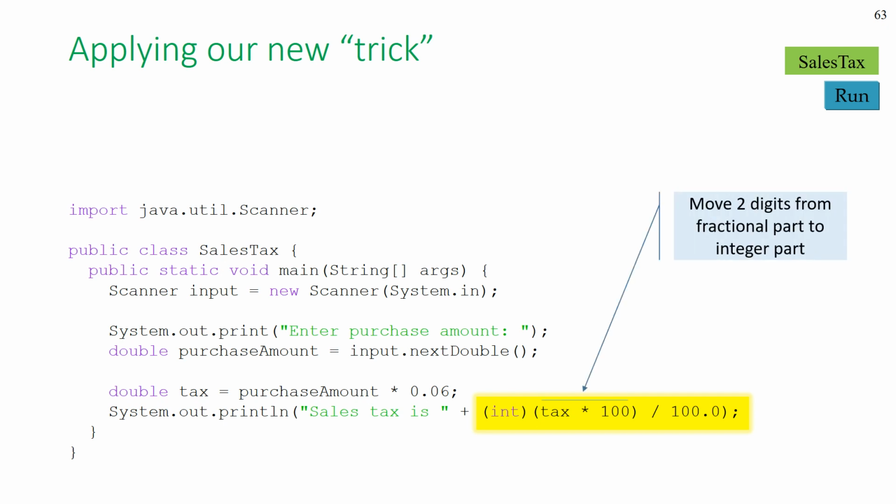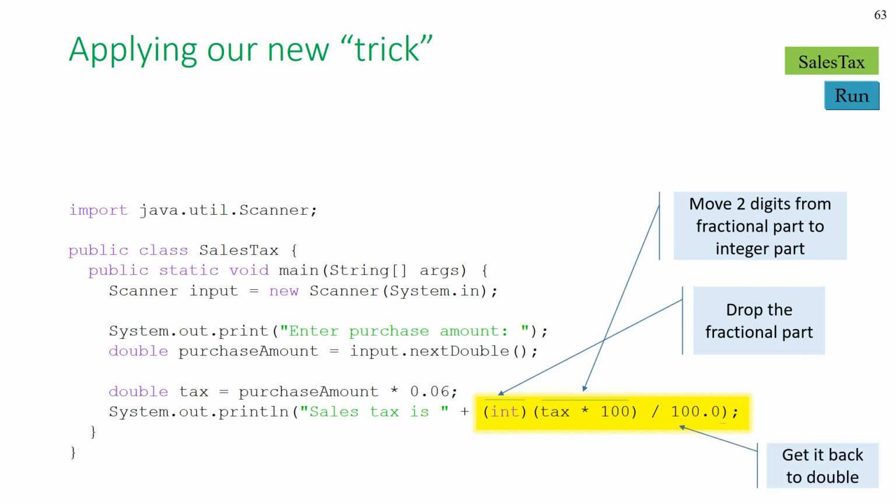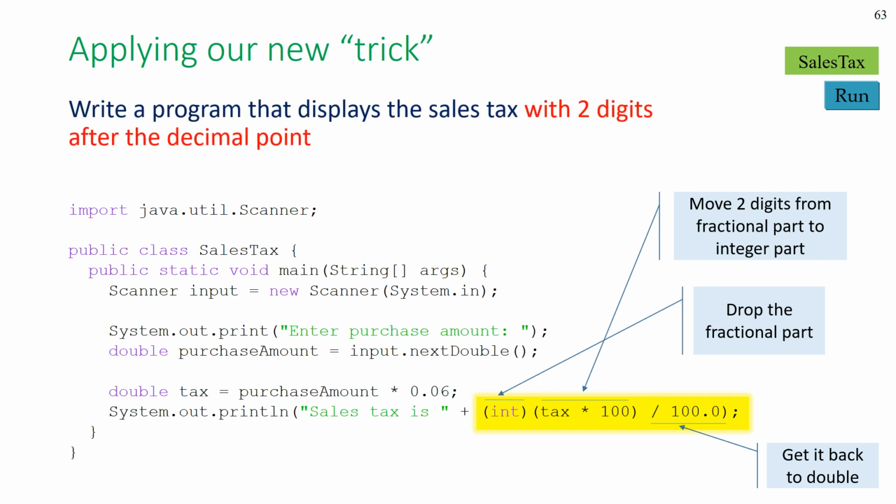All right. So that part here, again, moves the 2 digits. This one drops the fractional part, pretty much. The conversion is doing that for us. And then get it back to the double. And then we have a program that displays the sales tax with 2 digits after the decimal point.